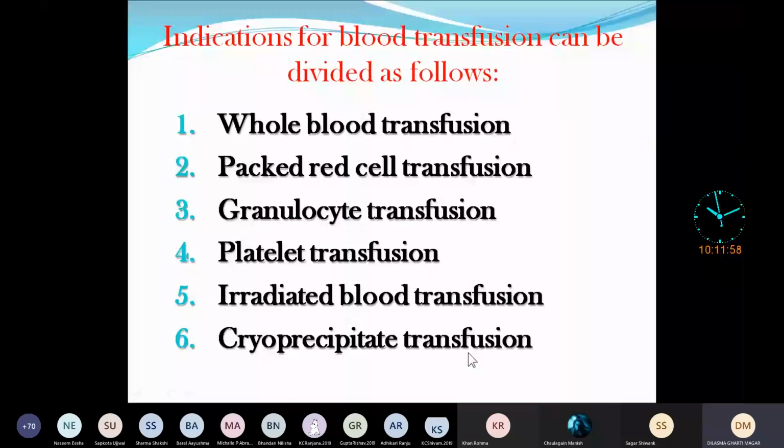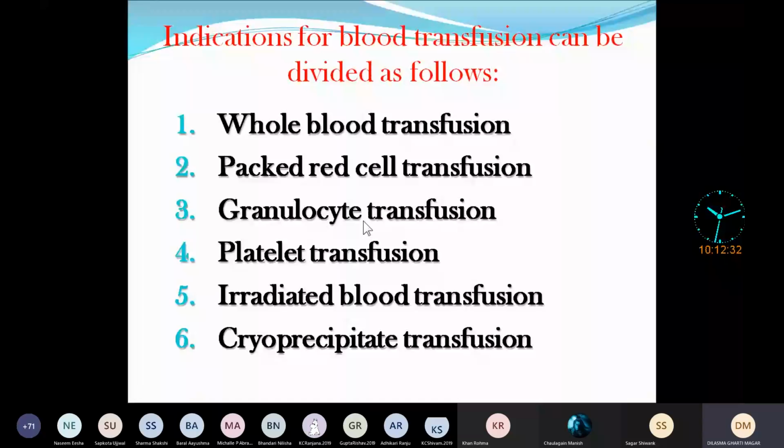And packed red cell, I told you yesterday, isn't it? Packed red cell means whenever 70 to 80% of the plasma is removed, then it becomes packed red cell. Granulocyte transfusion is used in case of hypoplastic bone marrow where there will be no granulocytes, or in case of neutropenia, we will transfuse granulocytes. And platelet transfusion is for DIC and other bleeding conditions.